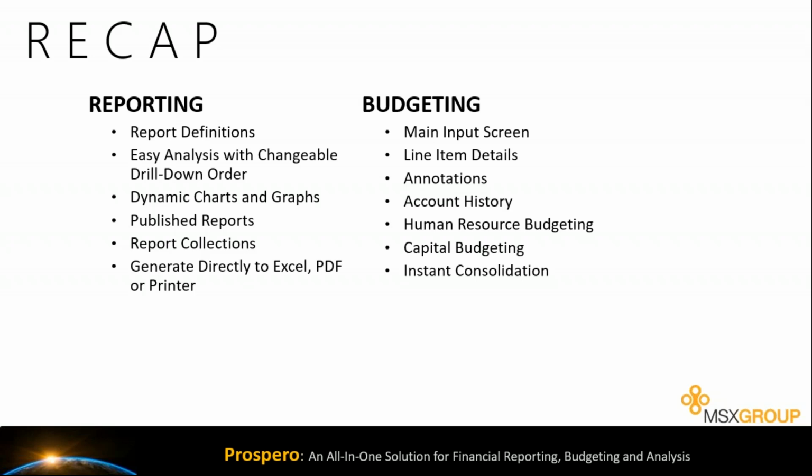In reporting, we looked at one report for an income statement we ran, easy to define those report definitions with a line set and column set. Easy analysis with changeable drill down order. We drilled down through the departments, then we changed it, drilled down through the locations. Easy to change that even after you run the report. We looked at that data in numeric format, and then also in pie charts. So easy to look at any data in numeric or charts and graphs with dynamic drill down, so we could double click on the pie chart wedges and drill down to the details beneath there.